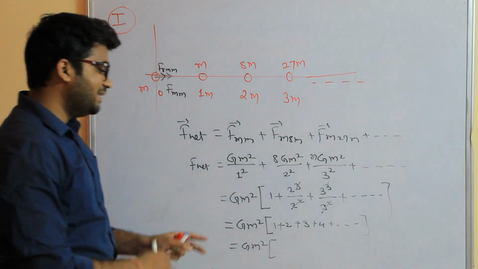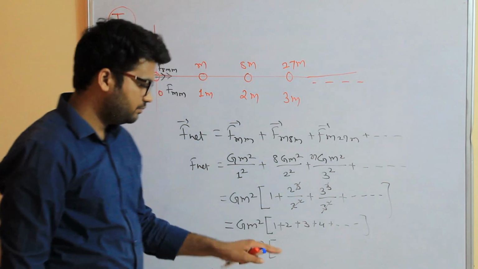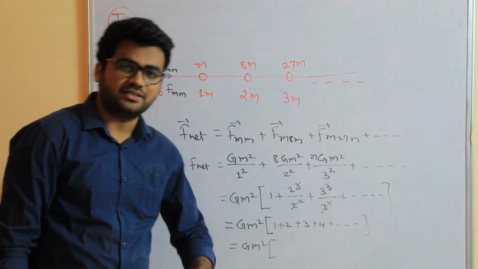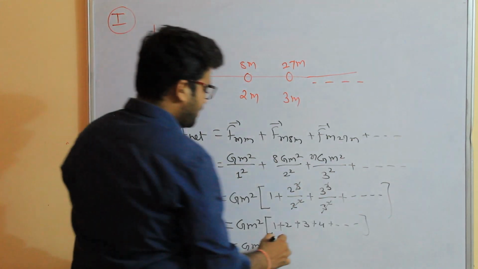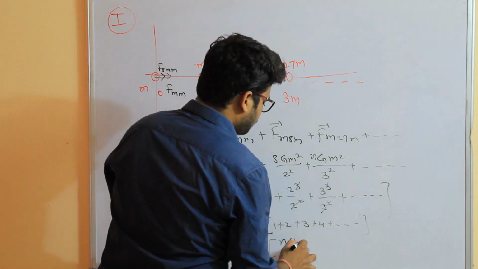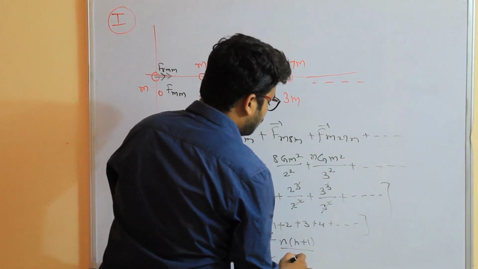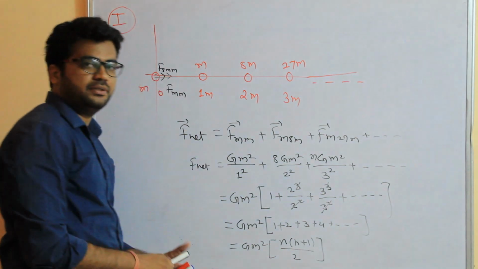So what is the addition of n terms? Sum of n natural numbers, right? And that is n into n plus 1 divided by 2. It is that simple, isn't it?